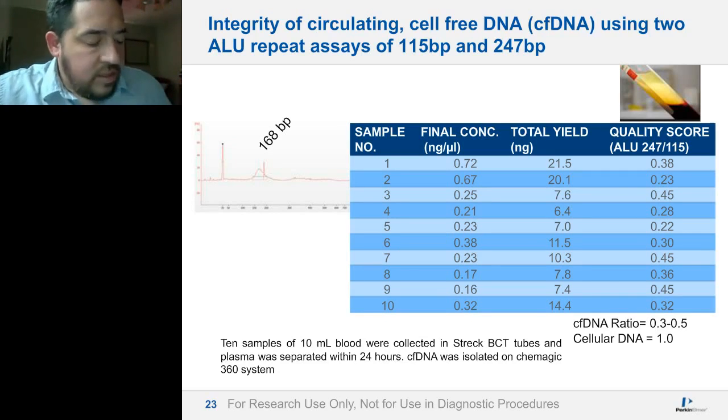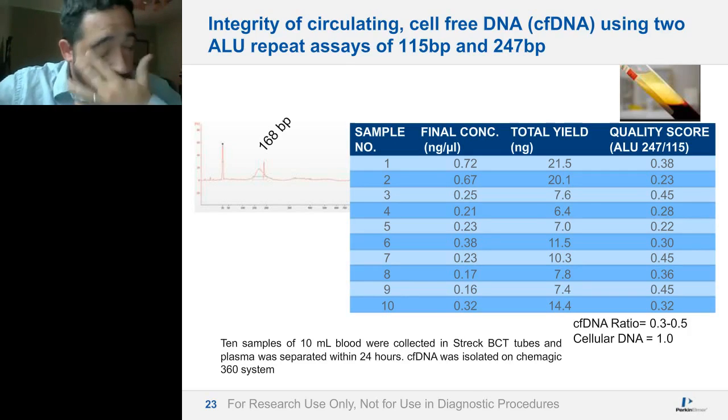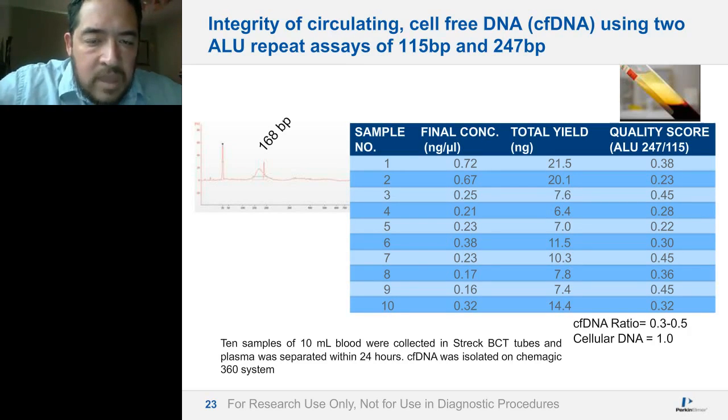This method uses the ALU repeats, which are essentially 300 nucleotide long, very abundant sequences in the genome, constituting about 10% of the genome, and especially abundant in blood. This method was developed by T.B. Hall et al. in a 2014 British Journal of Cancer article, and uses two sets of primers that amplify a 115 base pair amplicon and a 247 base pair amplicon using these ALU repeats.